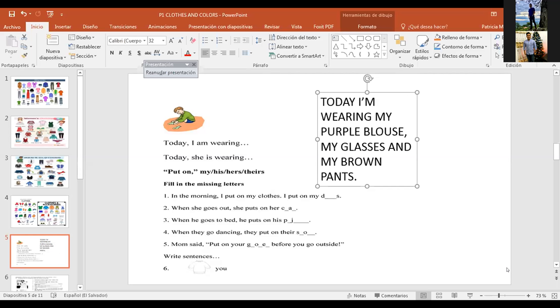Katy Ramírez. No sé si Katy, creo que todavía no. Hello, Katy. Today I am wearing my orange shirt. Only that. Okay, thank you, Katy. Grisela, no sé si Grisela ya había participado. ¿Me corrige, Grisela?